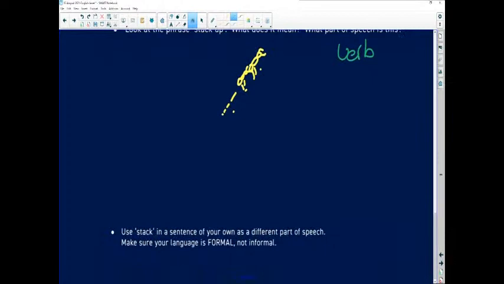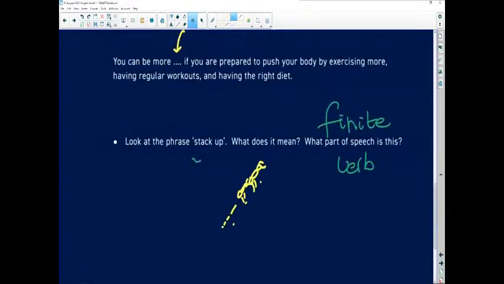Examiners also like giving you this kind of question. Now, what am I warning you about here? Is stack up formal or informal? When you are saying, how do you stack up against somebody else? It is informal. What does it mean if I say to you, how do you stack up against your brother in playing rugby? What does it mean?